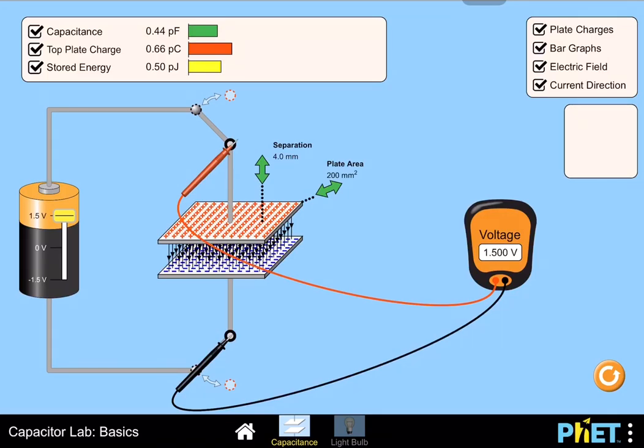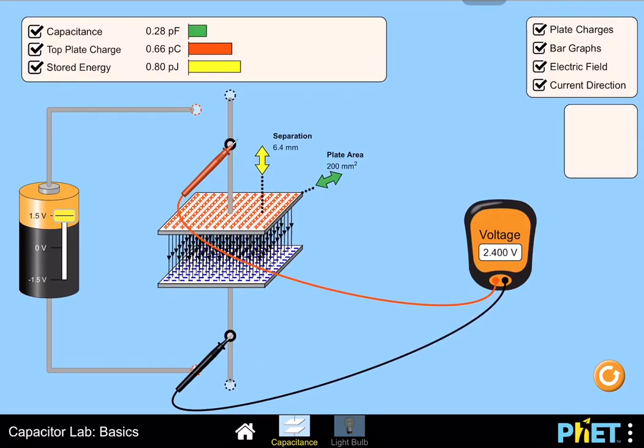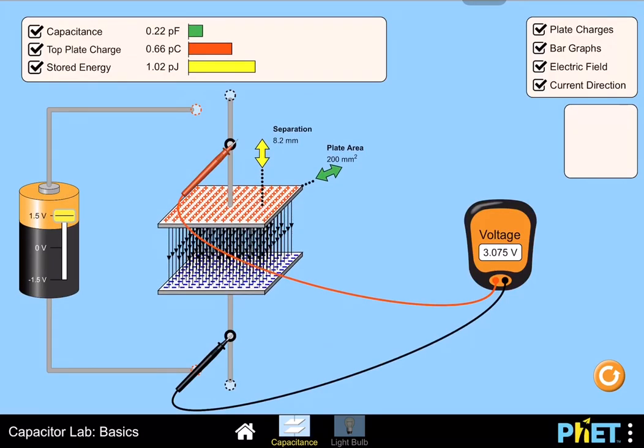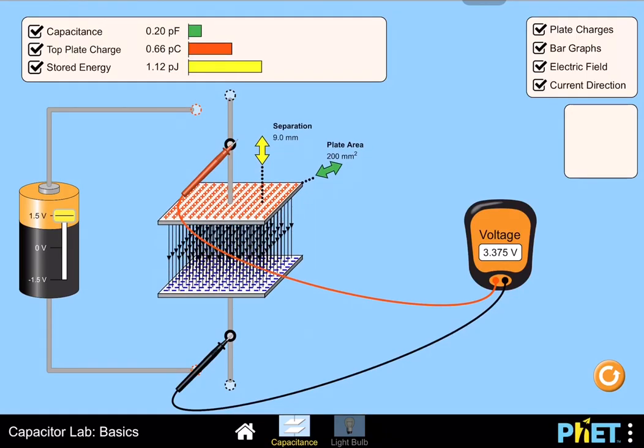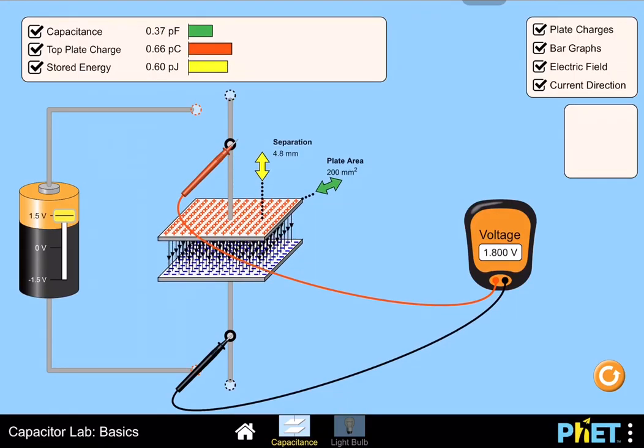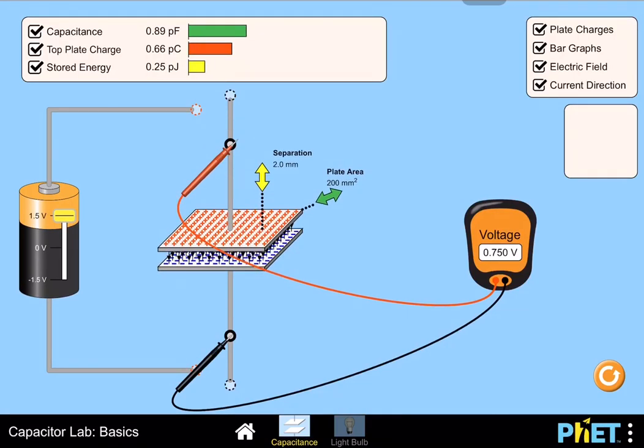Now I am disconnecting it from the battery. That means this is an isolated capacitor. And now look at how the potential and the stored energy change. If I'm increasing the gap, the stored energy is changing, and so is the voltage. That's exactly what I explained mathematically. But look at the electric field lines, the black lines here. It's not changing even if I change the gap. That means the electric field remains constant.